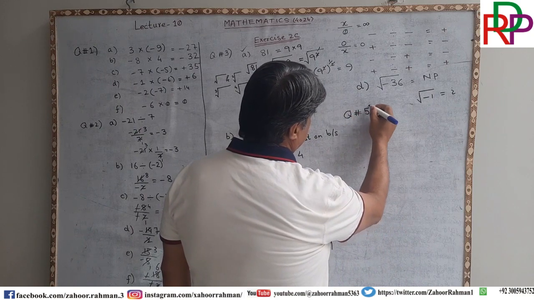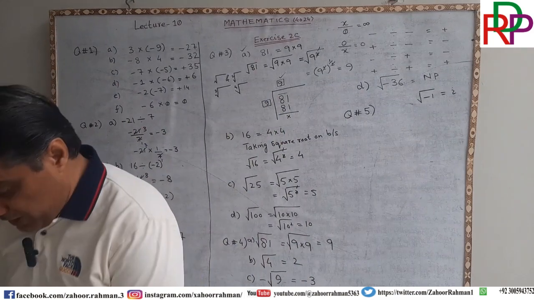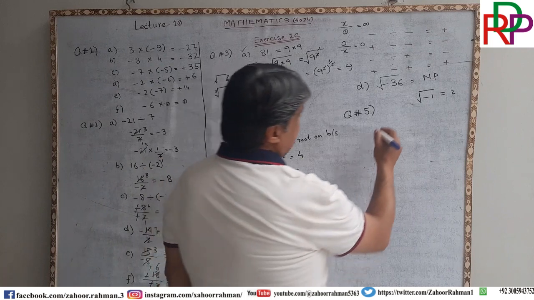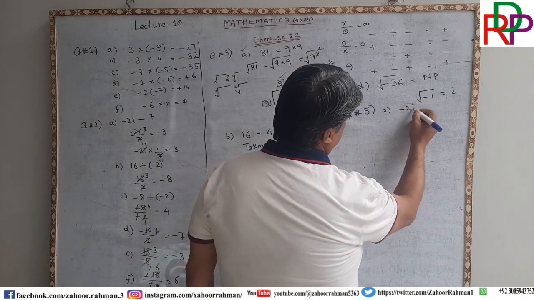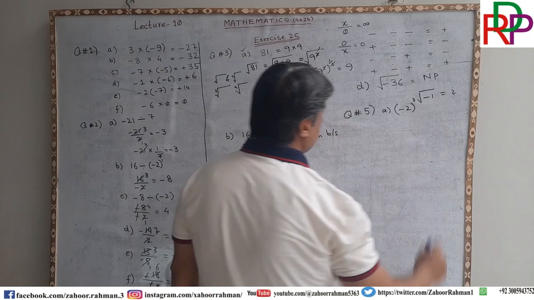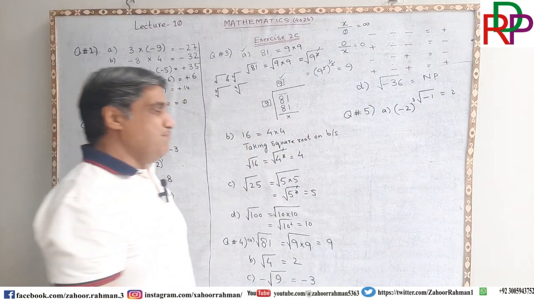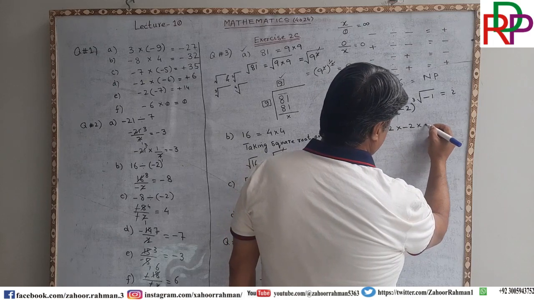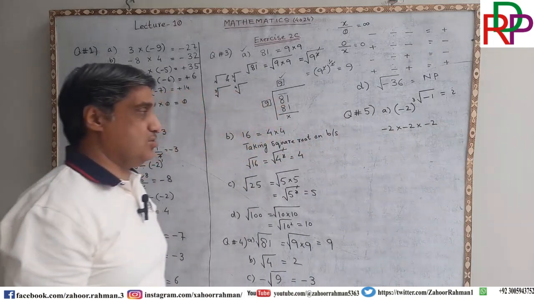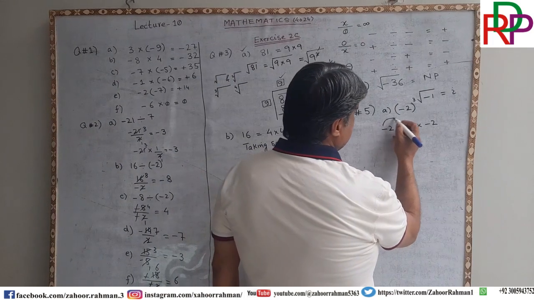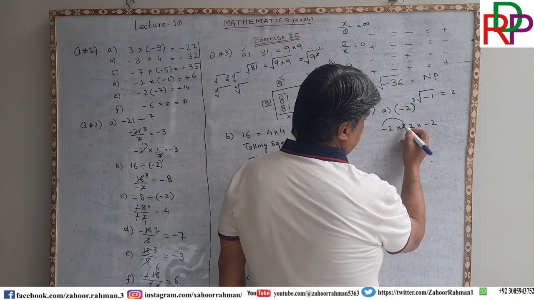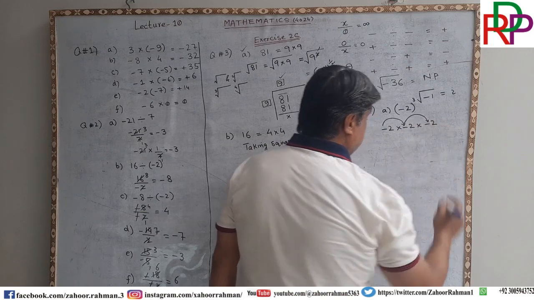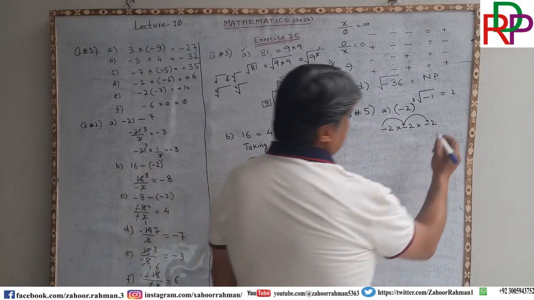Now we are turning our focus to question number 5. Evaluate each of the following. Part A is saying minus 2 whole cube. It means minus 2 multiplied by minus 2 multiplied by minus 2. So when minus is multiplied with minus, it will give you plus, and when that plus is multiplied with this minus, it will give you minus.